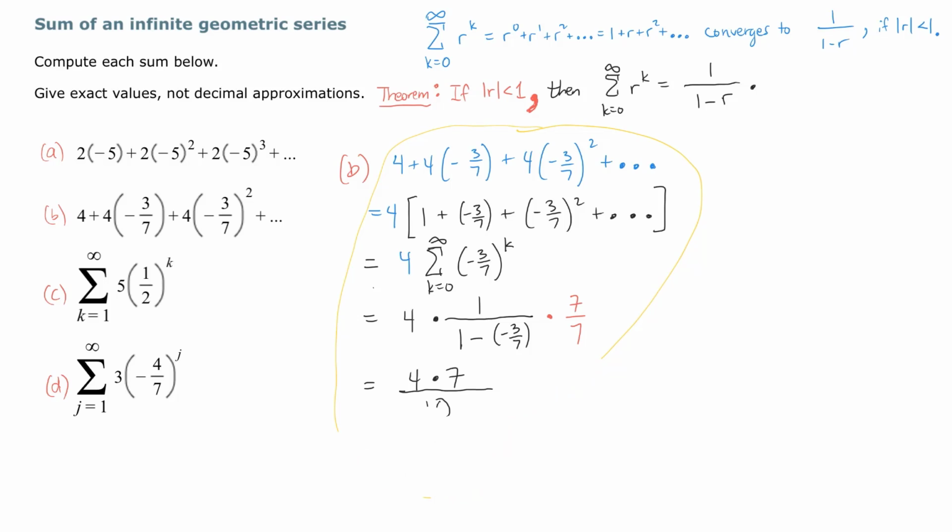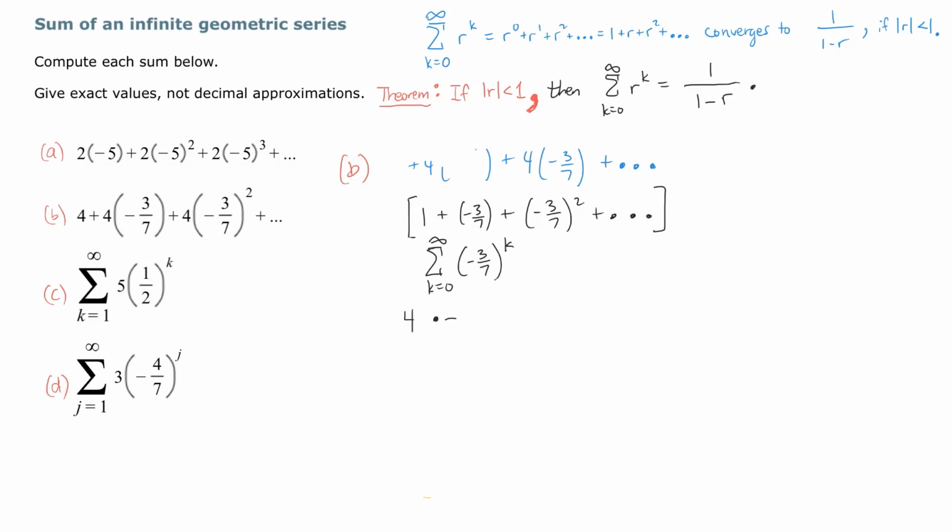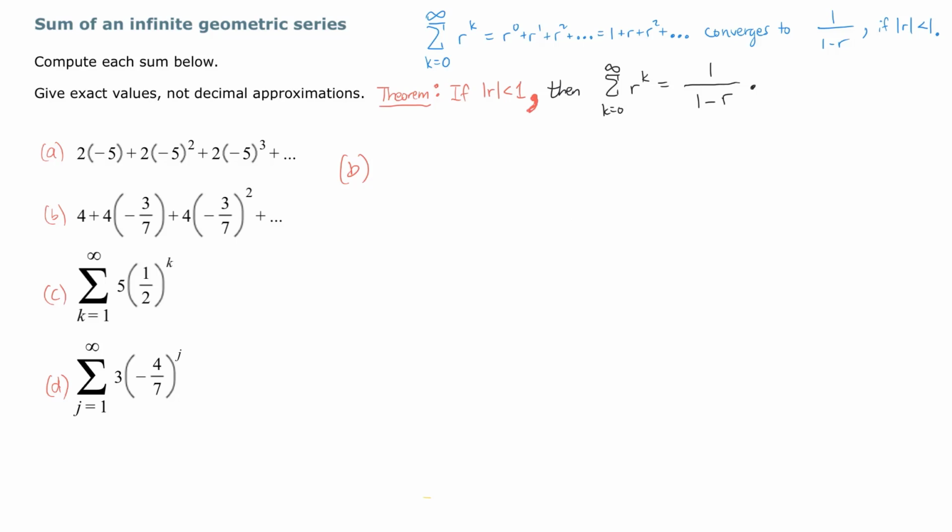Part C says there's a series here where the sequence terms are 5 times the common ratio of 1/2 raised to the kth power. But we start with the index of k equals 1, and we run this to infinity. Let's copy the problem again. And what do all these terms have in common? Well, all these terms have a 5 in common. So let's factor out a 5.